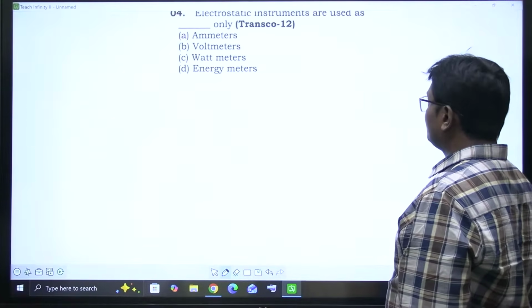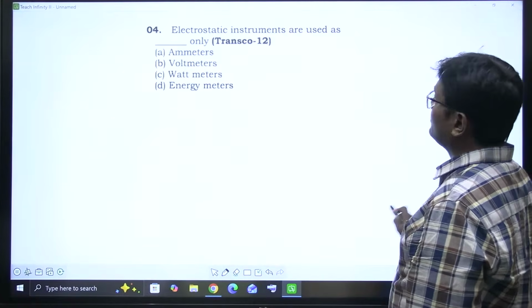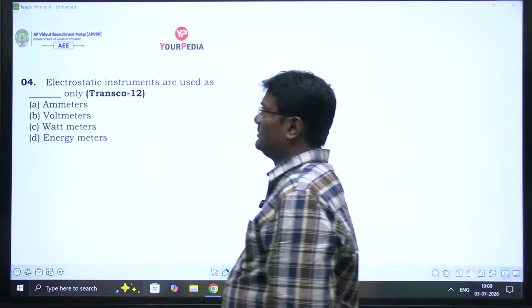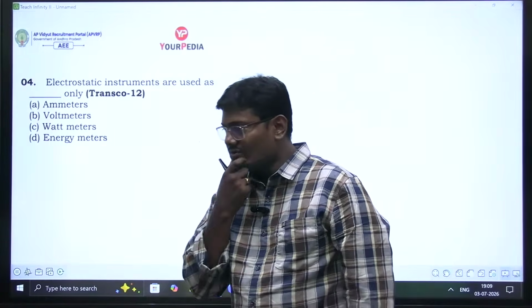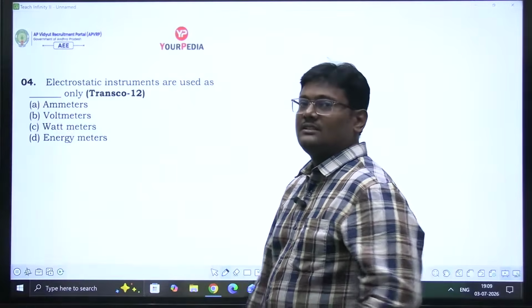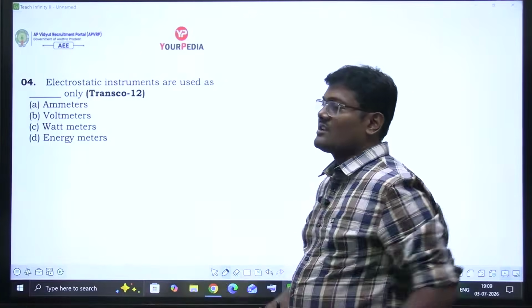So this is correct. Now, electrostatic instruments are used as dash.